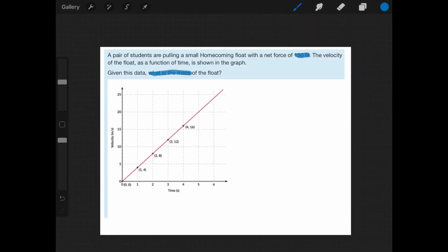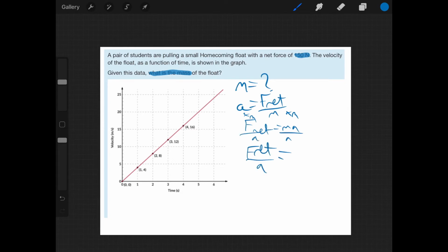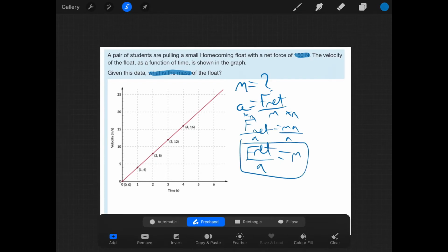So now we want to establish the relationships and solve for mass. So mass, what does it equal? We can think, what equations do we know that involve mass? There's acceleration equals net force over mass. You can rearrange the equation to solve for mass. Multiplying by mass on both sides, you get F net equals ma, and then divide by acceleration on both sides to get m alone. So now you have mass equals net force over acceleration.